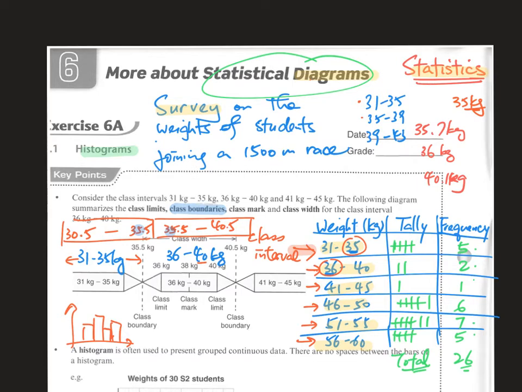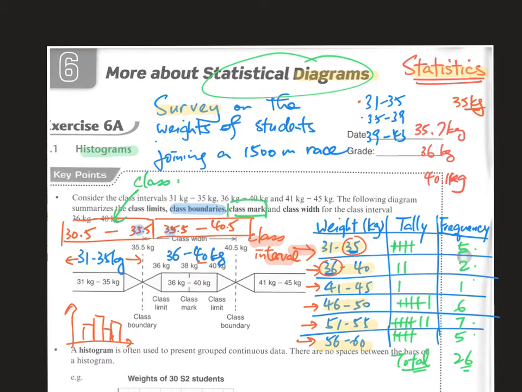This is called class boundary. Originally you will see it's called class interval. There are two different names. Now for each group, we have a representative of the group, which is the middle number. The name is called class mark.